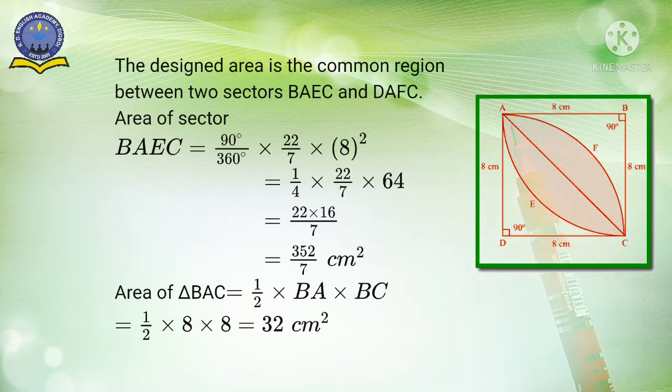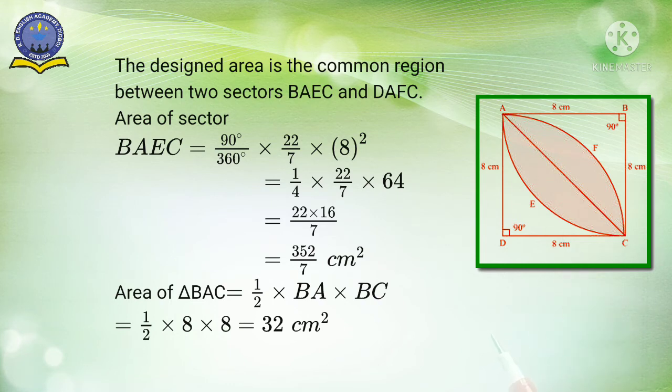Next, we have to find the area of the triangle, that means BAC. In this case the angle is 90 degree, so this is a right angle triangle. We can easily apply half into base into height. If we consider BA as the base, then BC is the height. So half into BA into BC, with BA equal to 8 and BC also 8. If we calculate this, we get 32 centimeter square.